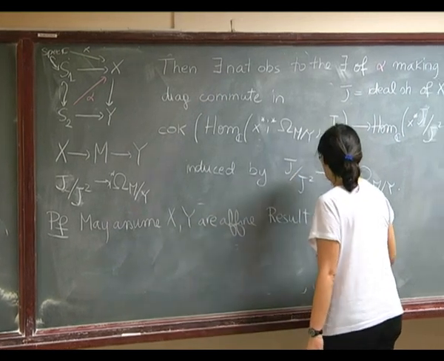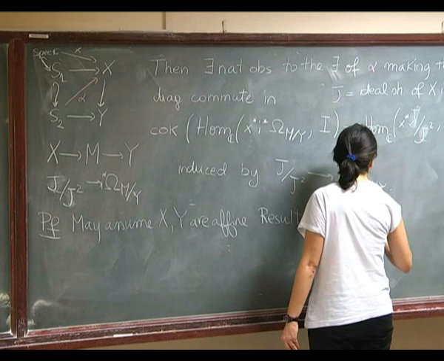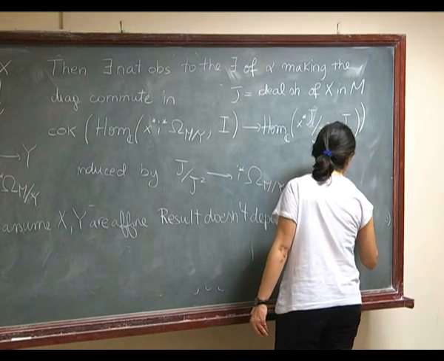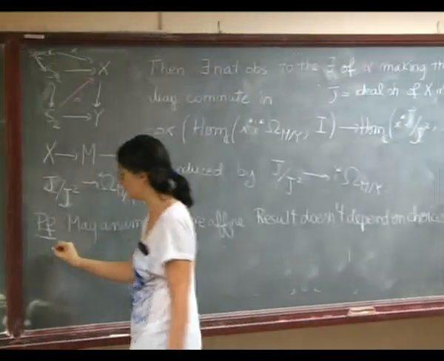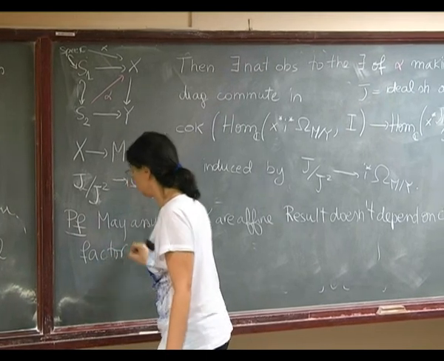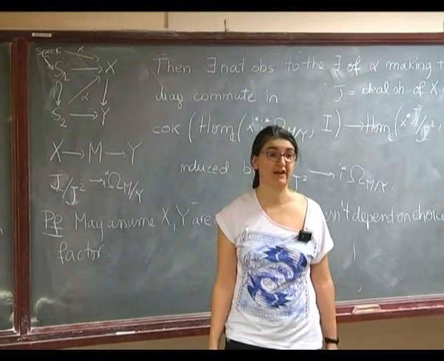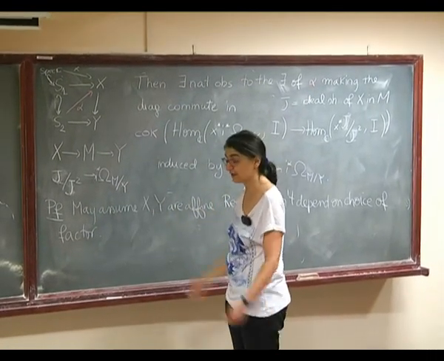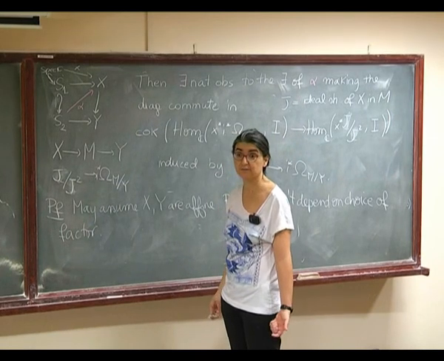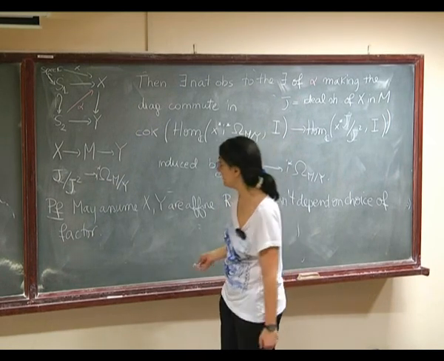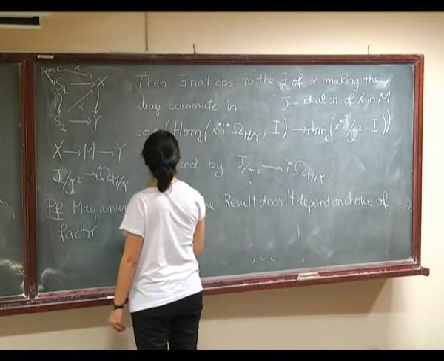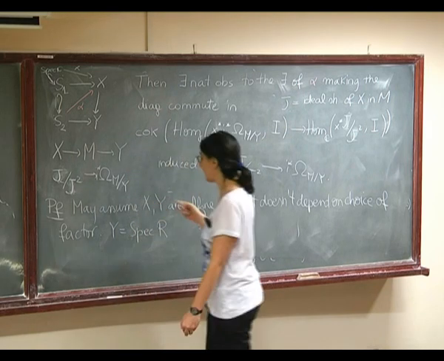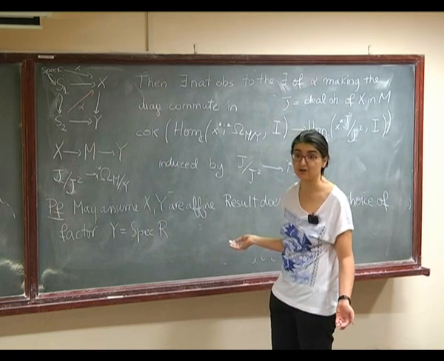So this means that I may assume that the result does not depend on the choice of factorization. So I can choose whatever factorization I find convenient. And now I have that Y is affine, X is affine, and everything is of finite type over the complex numbers. And so what I can assume is that Y is Spec R, and X is a finitely generated R-algebra.